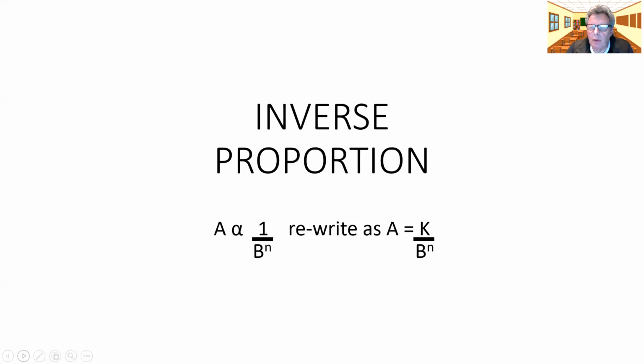So what we do, very similar to direct proportion, we rewrite the statement A is proportional to 1 over B to the n, and we swap the proportional sign for an equals K. And then what we've got to do is find K, which is a constant, which will stay the same in all parts of the question.